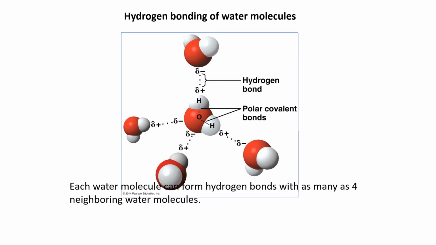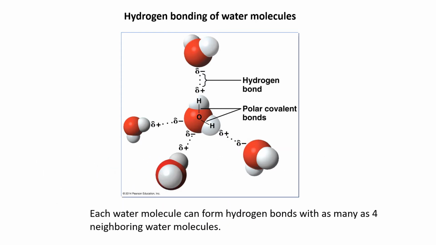Hydrogen bonding of water molecules. Water molecules are polar molecules. If we look at this diagram, the water molecule at the oxygen region will have two partial negative charges. At each of the hydrogen atom regions of the water molecule, there is a partial positive charge. Okay, so let's look at the hydrogen region of a water molecule.